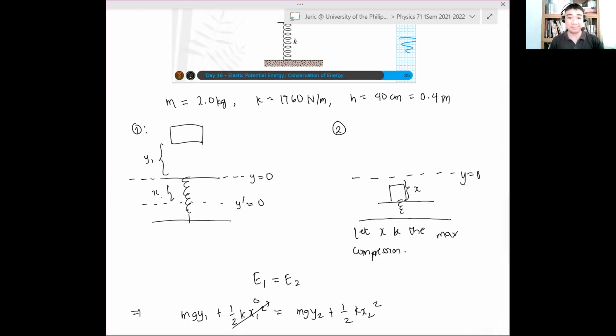Pwede naman. The answer will still be the same. Again, for gravitational potential energy, arbitrary naman kung saan y equals 0. But for this particular problem, I find it easier to set the y equals 0 at the platform.